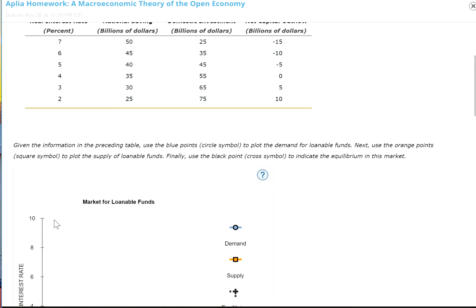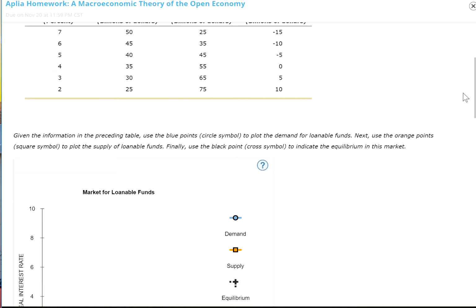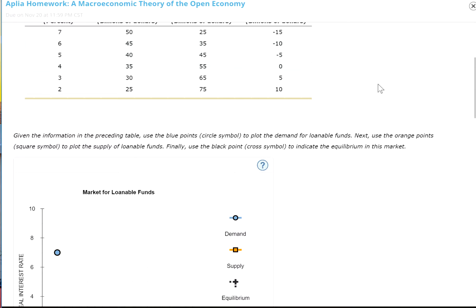So first, let's draw our table over here. First, your demand for loanable funds. For demand for loanable funds, we're going to combine your domestic investment with your net capital outflow. So at 7% interest rate, if you combine this together, 20 minus 15 is going to be 10. So at 7% interest rate, we have a 10. And then at 6% interest rate, it's going to be 35 minus 10, because there's a negative sign. So at 6% will be 25. At 5% will be 45 minus 5, that's 40.